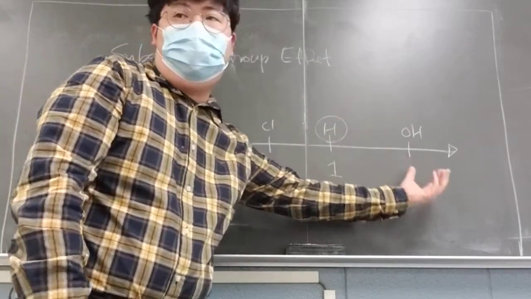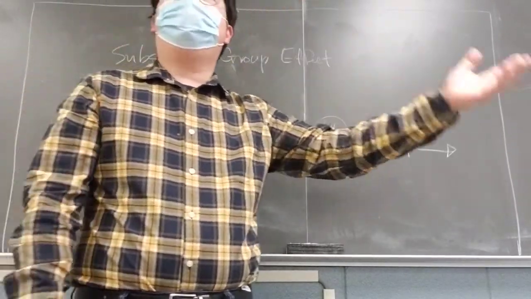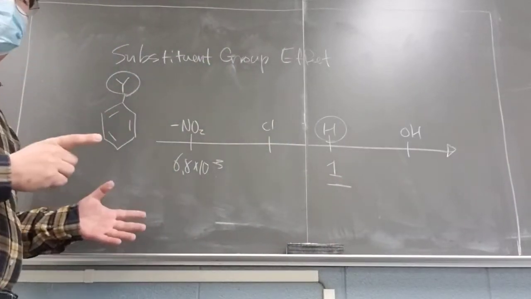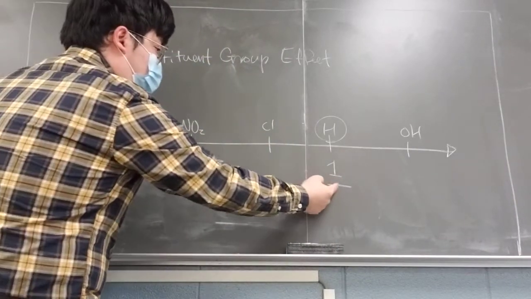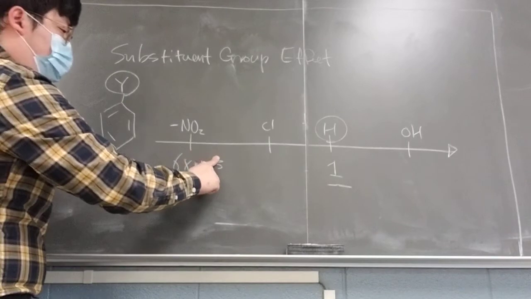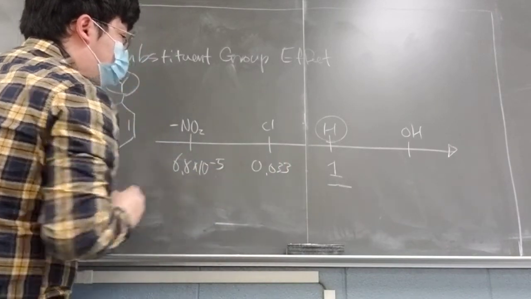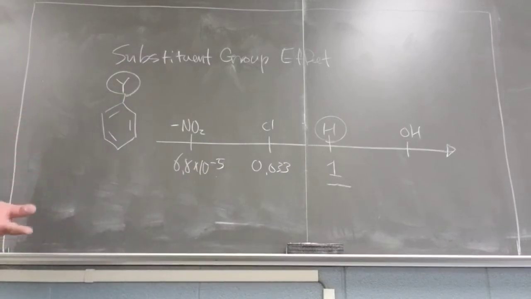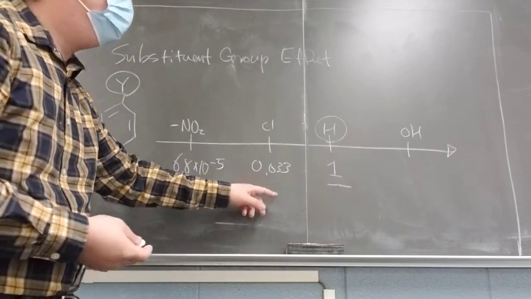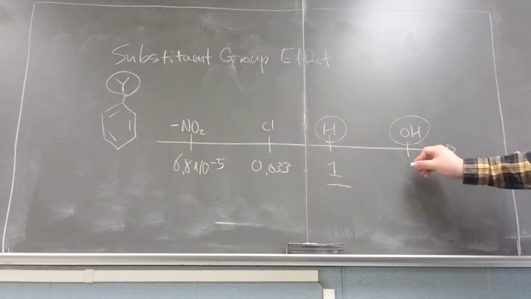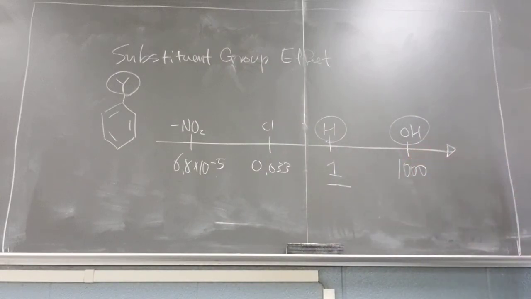So if that is 10, it means that reaction is 10 times faster. But this is our standard, so we're going to put this one as 1. And then, if this is 1, it will be this small number. So it's very slow. And this is the semi-slow, maybe like 30 times slower because it's 0.033. But if you have a hydroxy group over here, that is going to be 1,000 times faster than this one.